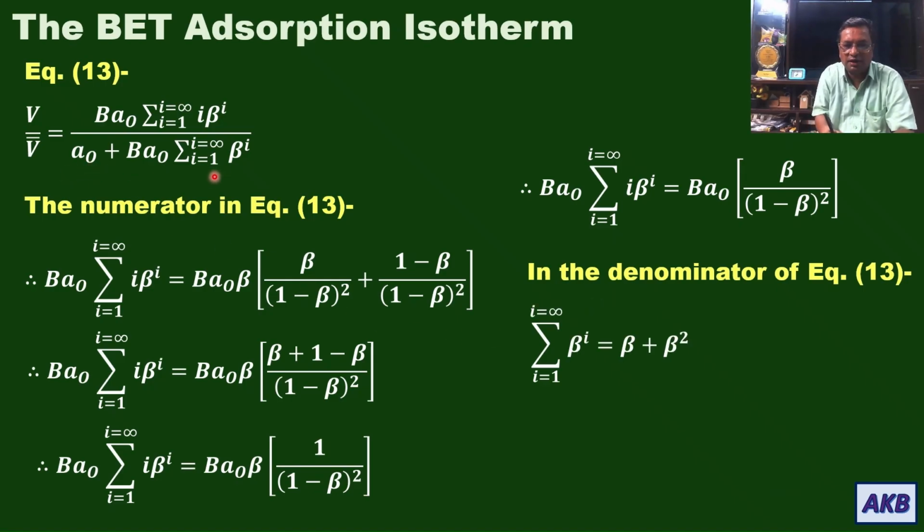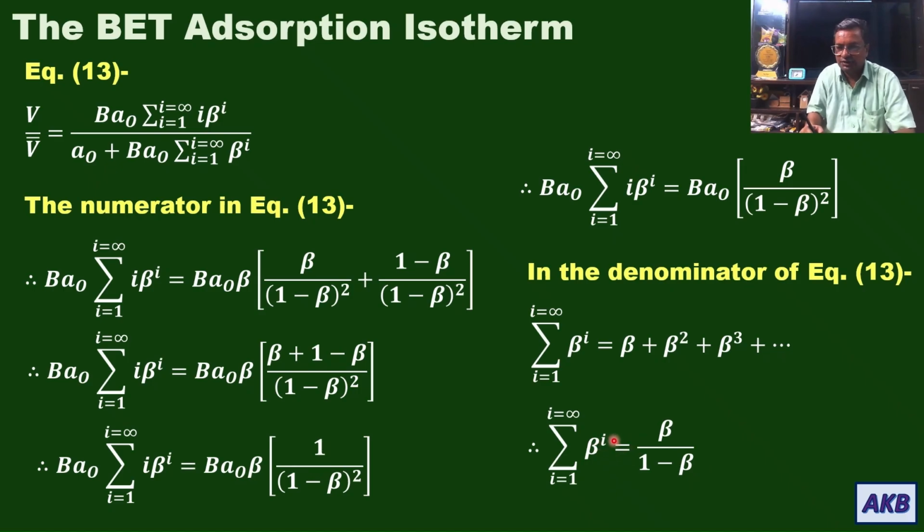In the denominator you have this series, summation beta raised to i, where i goes from 1 to infinity, which is nothing but beta plus beta square plus beta cube plus beta raised to 4, and so on. We have a formula for this: summation of beta raised to i, where i goes from 1 to infinity, is beta upon 1 minus beta, the infinite geometric series. So in the next step we will replace the summation term in the denominator of this equation. Let us move ahead.